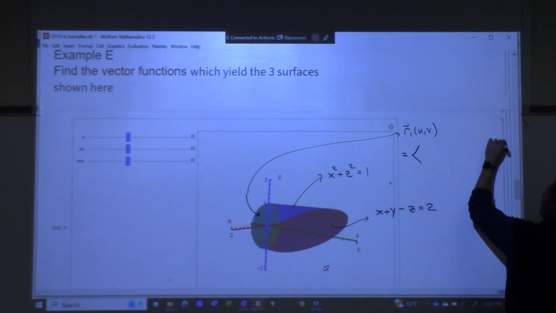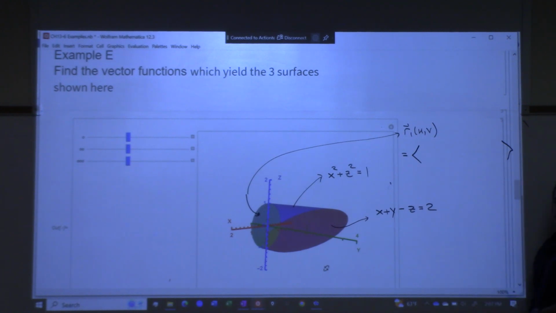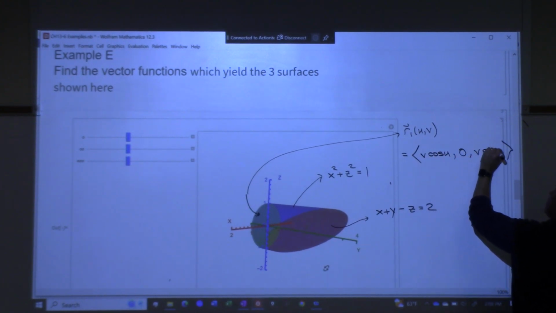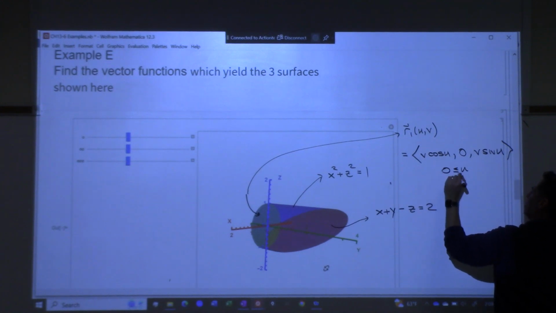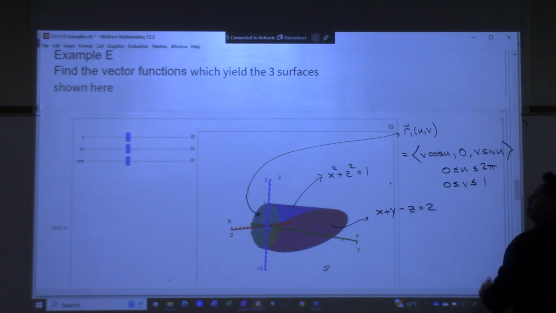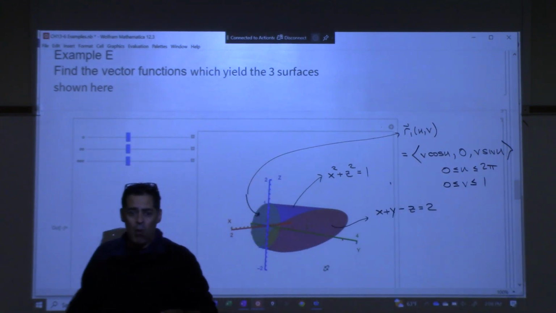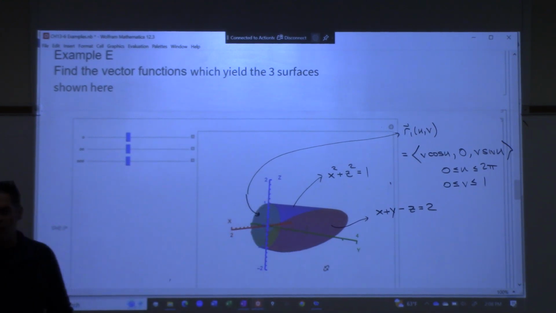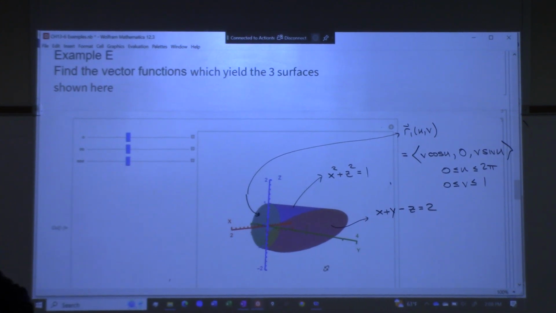So we need, who's up? Need a new volunteer. I know how to do this one now. Let's see if anyone else. You ready? Go ahead. It's just V cosine U, 0, V sine U. Yep. U between 0 and 2 pi, V between 0 and 1. Y'all got that? We have the 0 for the y because it's sitting there on the xz plane. That's why we have a 0 as the middle component. You got disks down, right?